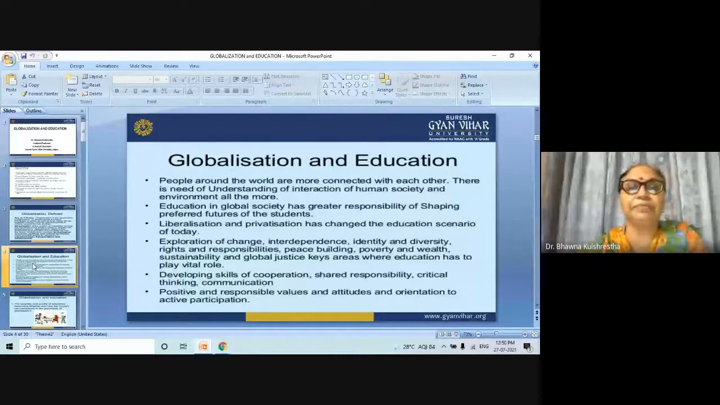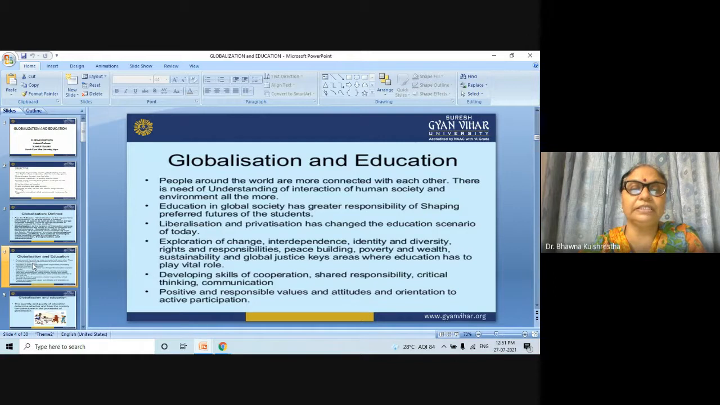Education in global society has a greater responsibility of shaping preferred futures of the students. Liberalization and privatization have changed the education scenario of today. Exploration of change, interdependence, identity and diversity, rights and responsibilities, peace building, poverty and wealth, sustainability and global justice are key areas where education has to play a vital role.